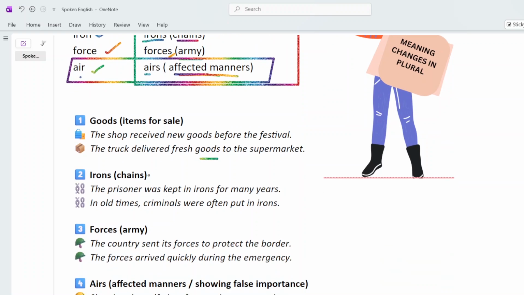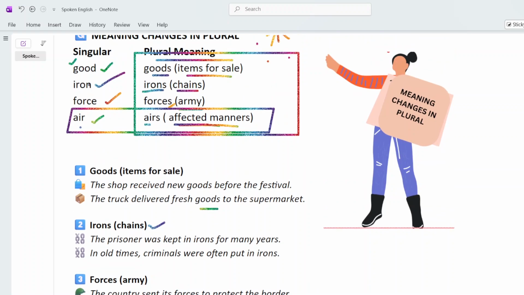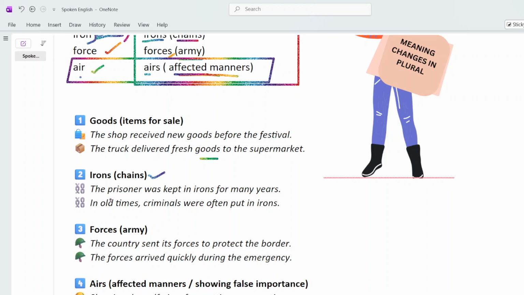Iron or chains. Look at this. Iron, when I add an S here, it becomes irons, right? So irons is nothing but chains. The prisoner was kept in irons for many days. In old times, criminals were often put in irons.